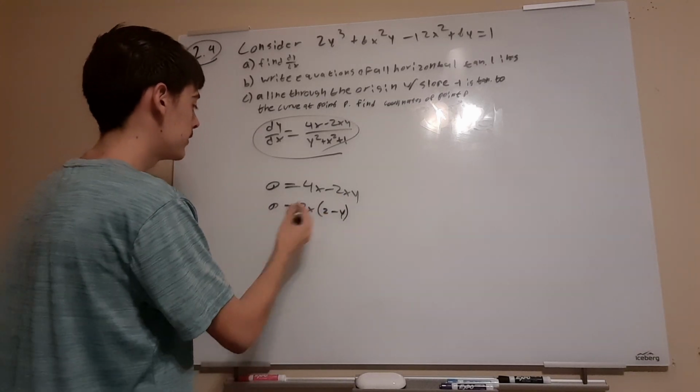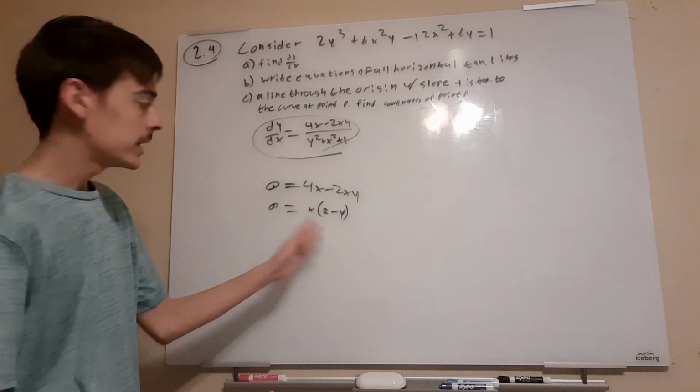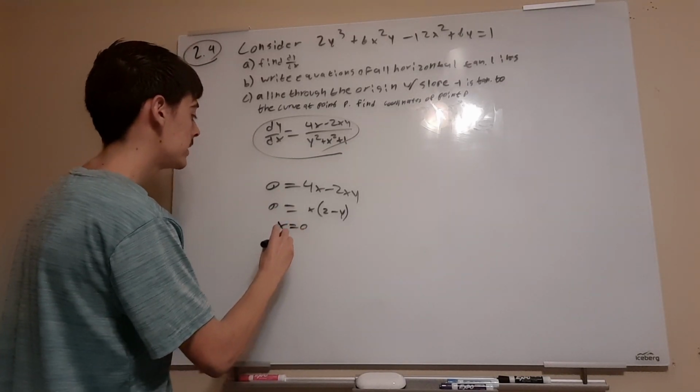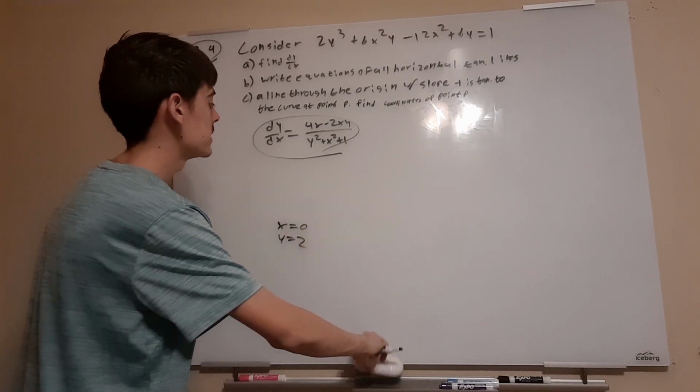And then divide both sides by 2. That just gets rid of that 2. And then now we actually have two answers here. We will have x equals 0, and we have that y equals 2. But what we want is the tangent lines.